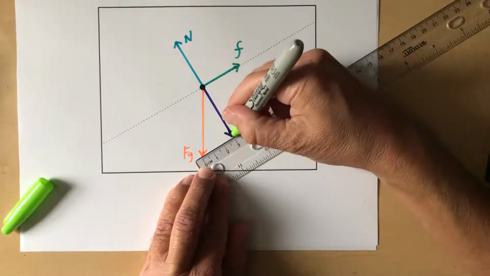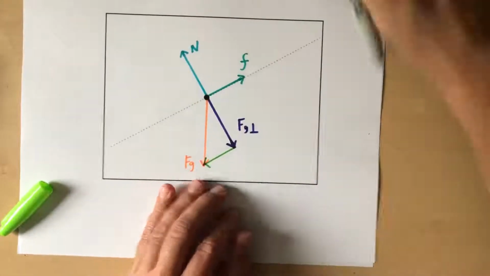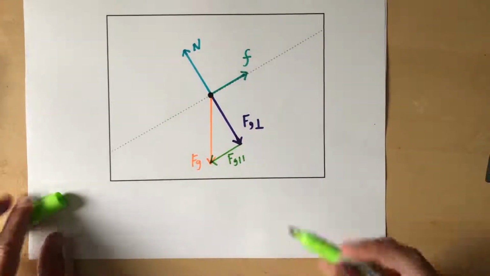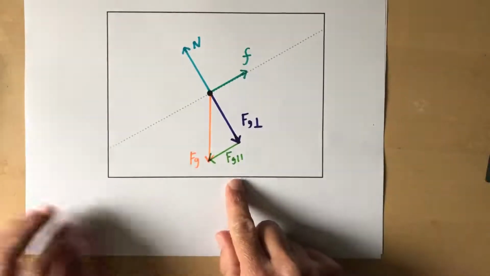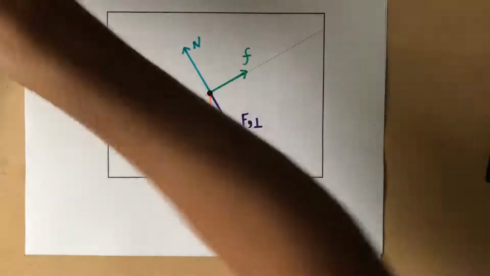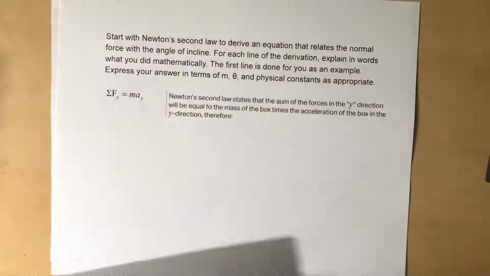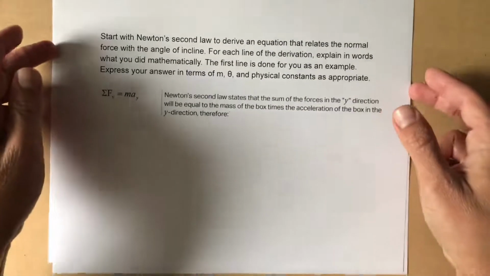So that component is parallel to the plane. So we can call that force of gravity parallel. Lots of books will call this force of gravity Y, which I often do too, and force of gravity X. Okay, so the next question says to start with Newton's second law and derive an equation that relates the normal force with the angle of incline.